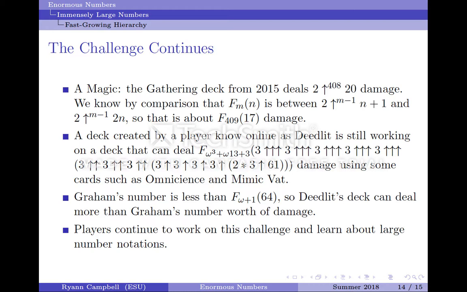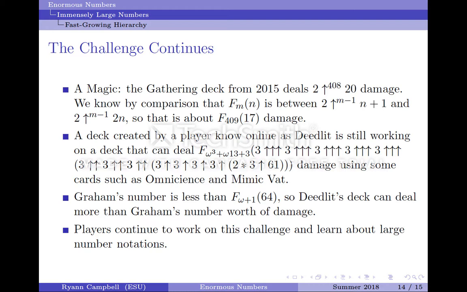The second point here is that more recently, a deck has been created by a player online that goes by the screen name Deedlit, and he's still working on a deck. That deck includes some cards such as Omniscience, which means that basically you don't have to pay for any of the cards that you play, so any of that mana, you don't need any resources for it. And Mimic That, which mimics other cards. So when cards start creating recursion and start comboing to multiply themselves, it creates just this large ball of damage that gets thrown at the other player.